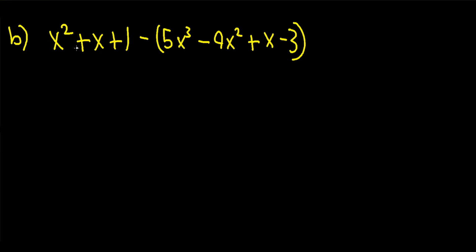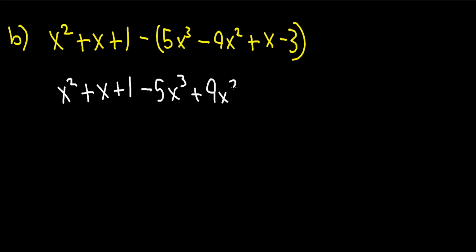And so we're going to keep x squared plus x plus 1 the same for now. And it'll look like this. Negative 5x to the power of 3 plus 9x squared minus x plus 3. Now, just like in the first example, we're going to look for terms which share the same exponent, and then we're going to add or subtract their coefficients. So x squared and 9x squared both have an exponent of 2, and so we're going to add their coefficients.